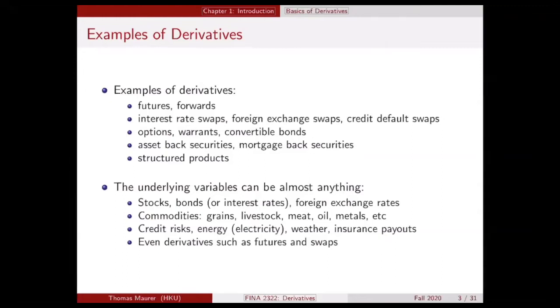Commodities can be a lot of different things. It could be grain prices, livestock, meat, oil, that includes crude oil, heating oil, etc. It could be metals like gold, silver, and so forth. And you can also have credit risk as an underlying variable. For example, for credit default swaps, one party sells an insurance to another party, depending on whether a certain company defaults or not. And then you can also have other things like energy, in other words, electricity.